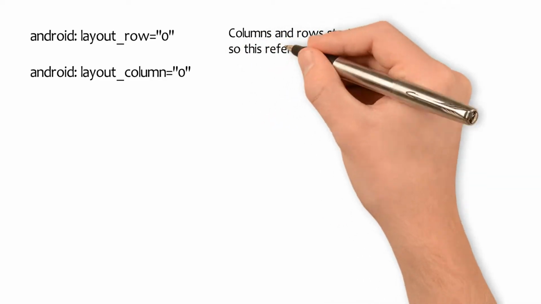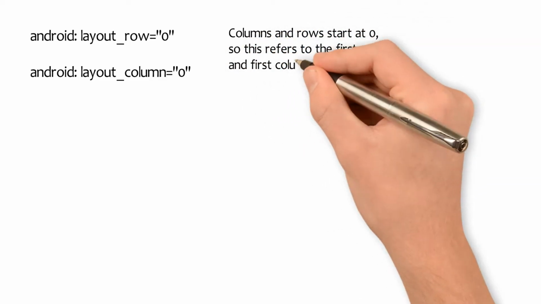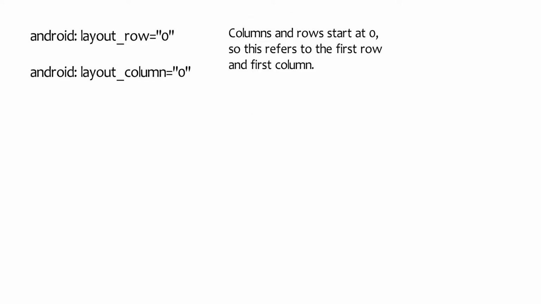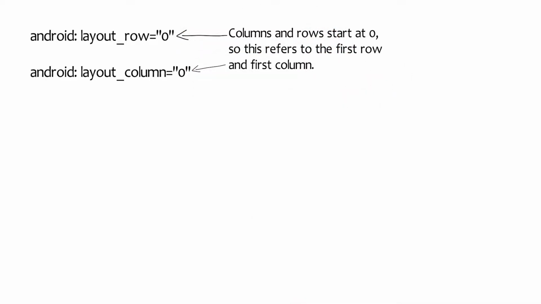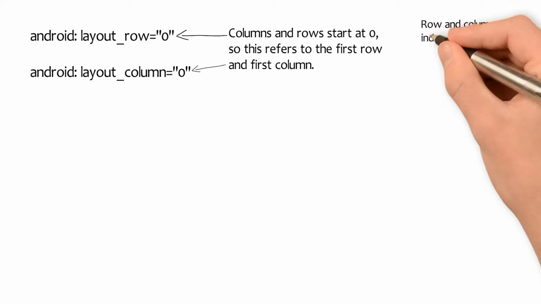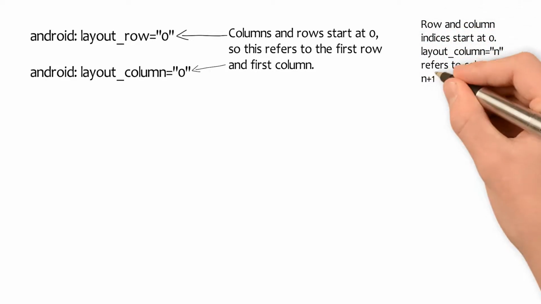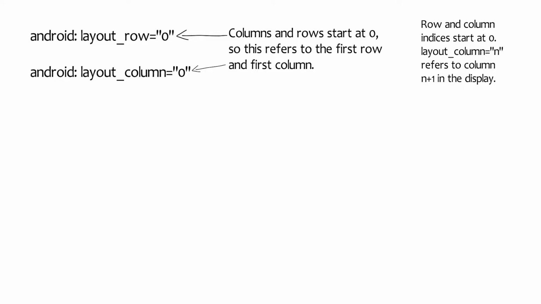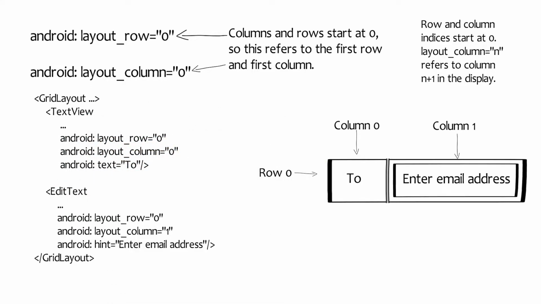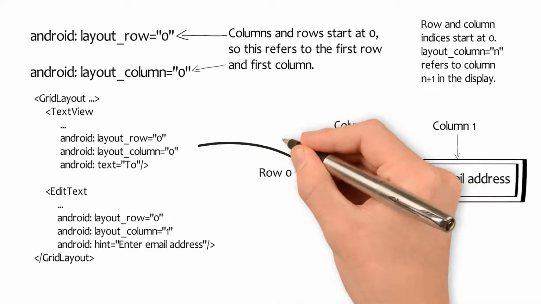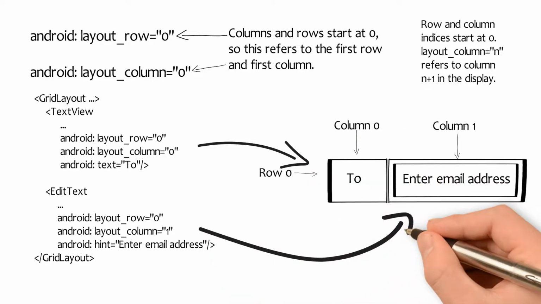The row and column indices start from 0, so if you want a view to appear in the first column and first row, you use Android layout row is equal to 0, Android layout column is equal to 0. Note that the row and column indices start at 0, layout column is equal to n refers to column n plus 1 in the display. Let's apply this to our layout code by putting the text view in column 0 and the editable text field in column 1.